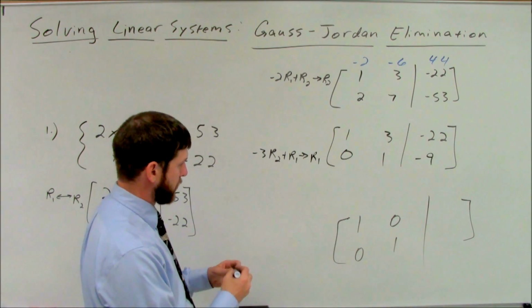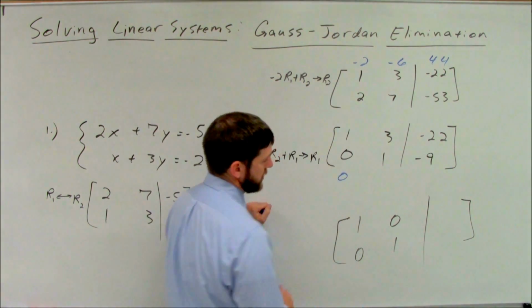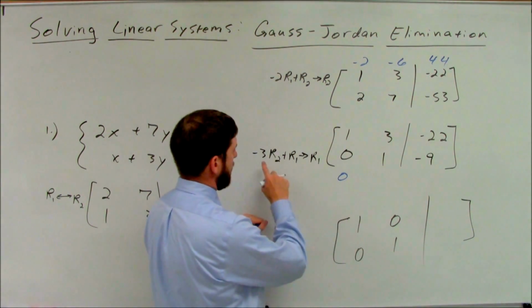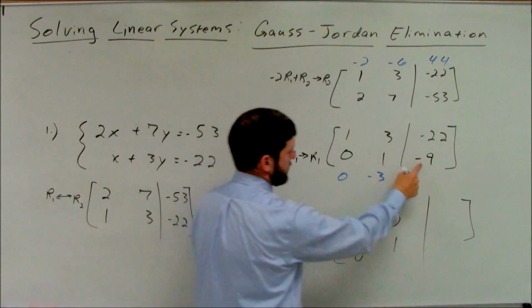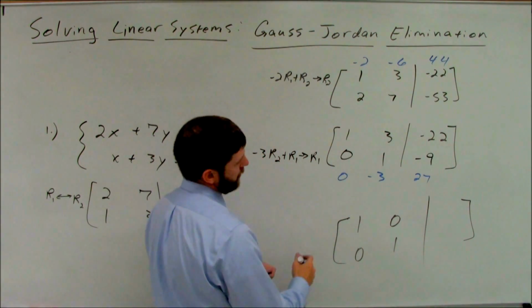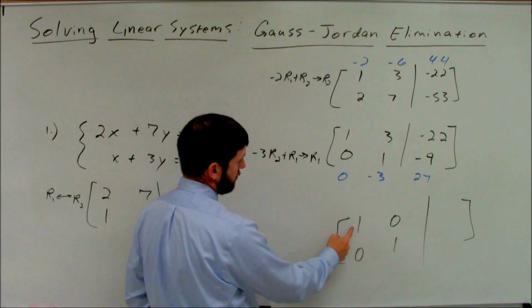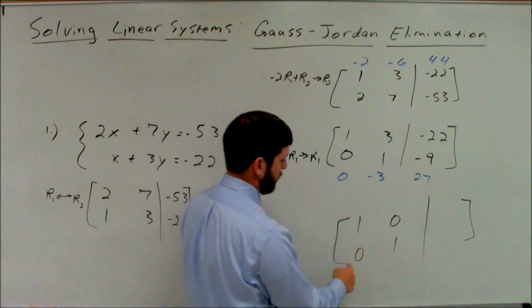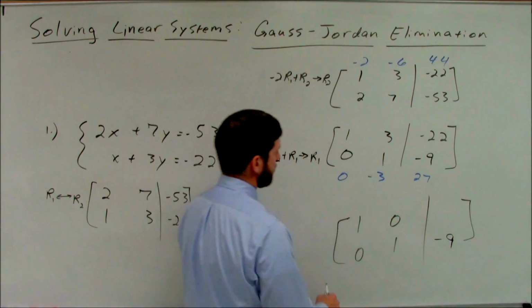So we go through, we do our math, do our arithmetic. Negative 3 times 0 is 0. Negative 3 times 1 is negative 3. Negative 3 times negative 9 is positive 27. And when we check it out, 1 plus 0 is 1. Bottom row stays the same. 0, 1, negative 9. Okay?